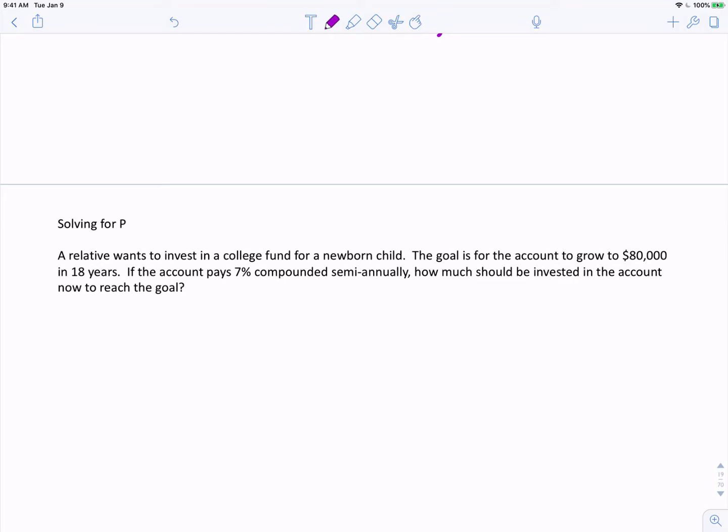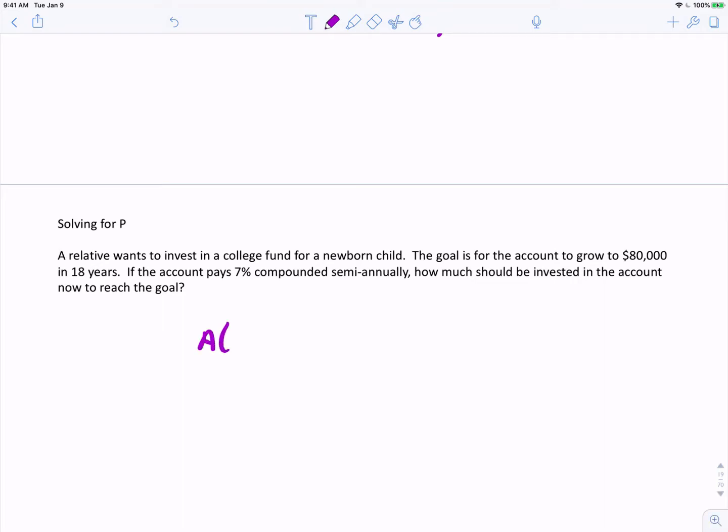A relative wants to invest in a college fund for a newborn child. The goal is for the account to grow to $80,000 in 18 years. If the account pays 7% compounded semi-annually, how much should be invested in the account now to reach the goal?